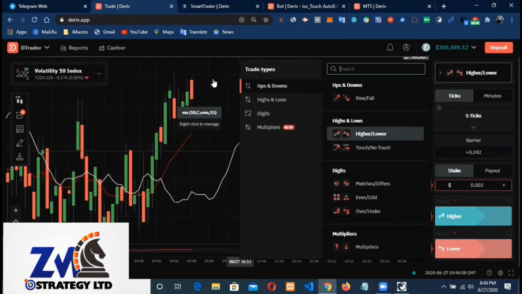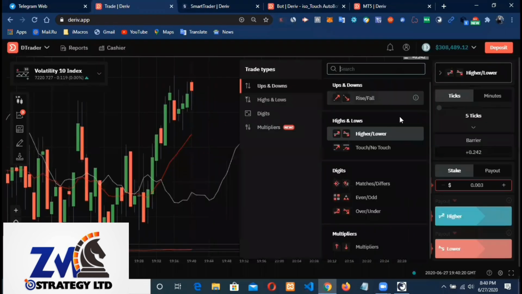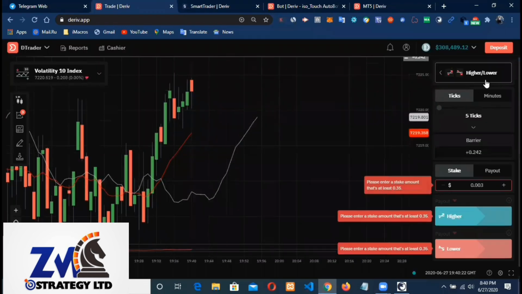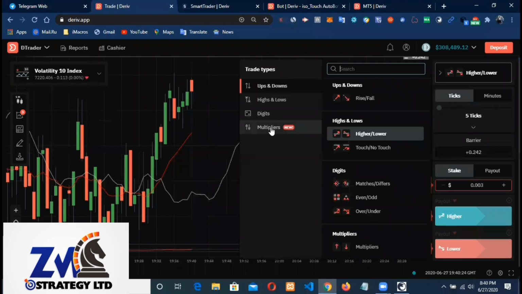Like I said, this trader is in the place of the Web Trader. That is what they use this to replace it for. Now everybody is used to up and down, digits, high and lower, and everybody understands how this works.